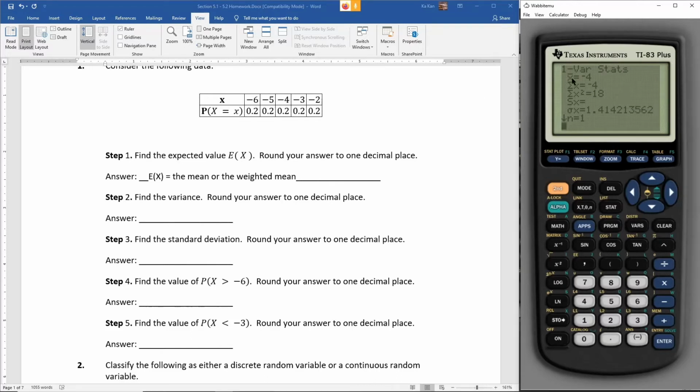So the first one right here, the x with the bar, that's your mean. Remember, that's always the mean, the sample mean. In our case it is -4. So the answer is -4. It makes sense, right? All the probabilities are the same, so the middle value will be the average.